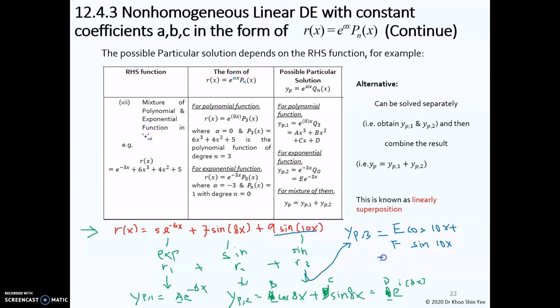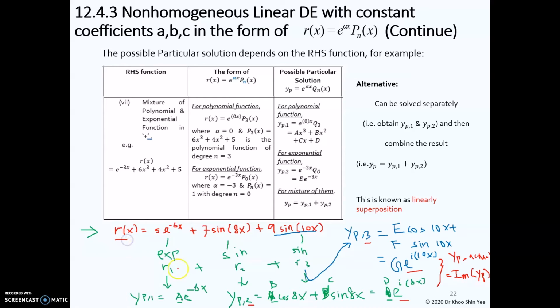Or we can write this in the exponential format. So sin 10x is also equal to exponential i10x. And don't forget the constant. If you use the exponential format to represent the sine function here, then you need to consider the imaginary part. So your YP actual for case 3 and case 2 here will be equal to taking the imaginary part of the YP for case 2 and case 3.